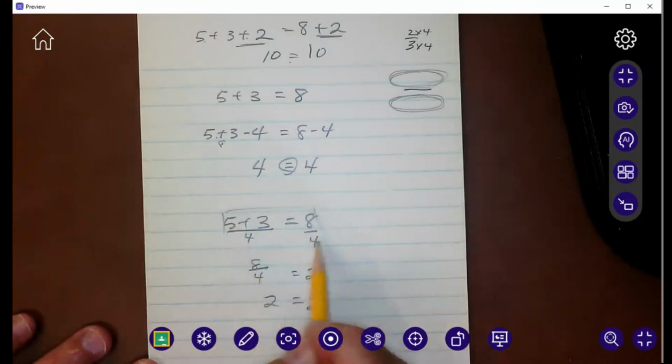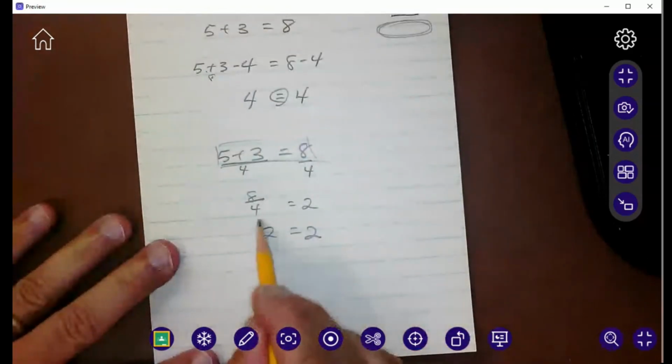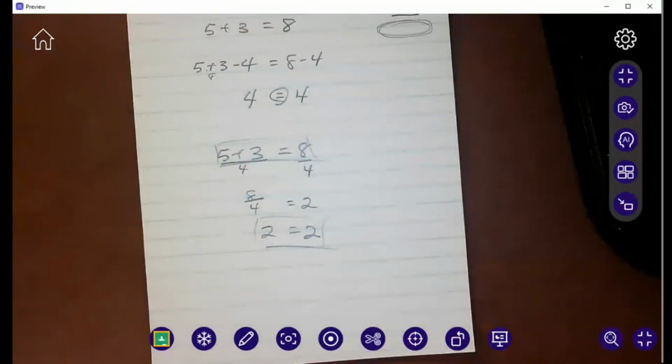We started with 8 on one side and 8 on the other. We ended with 2 on one side and 2 on the other. The equality stayed the same. The equation stayed balanced. We did not lose anything from one side or the other to cause it to tip one way or the other. We kept it in balance.